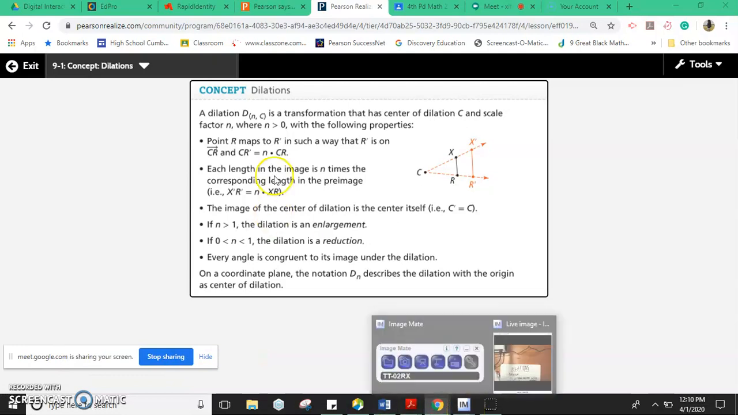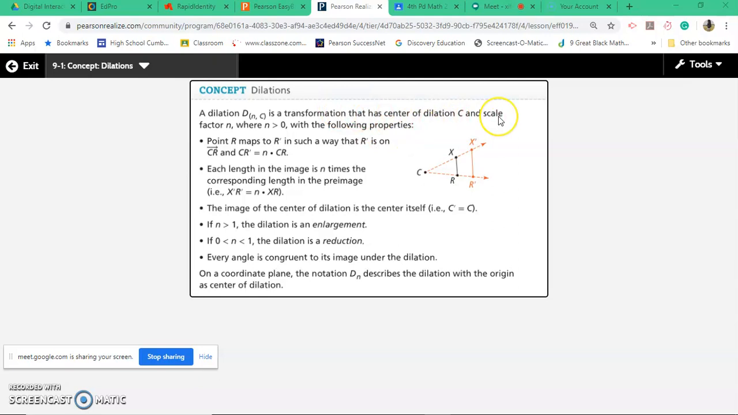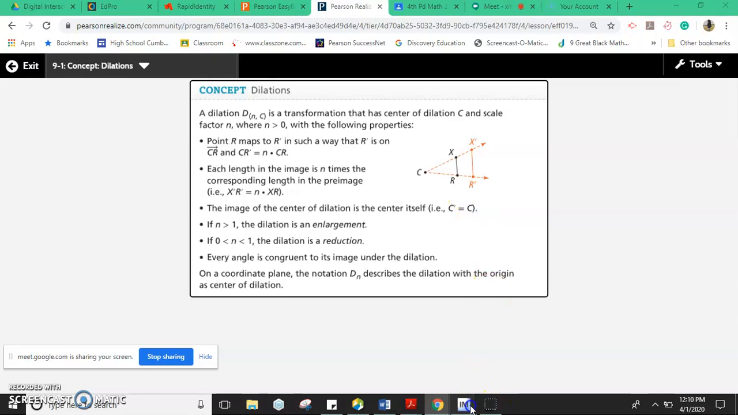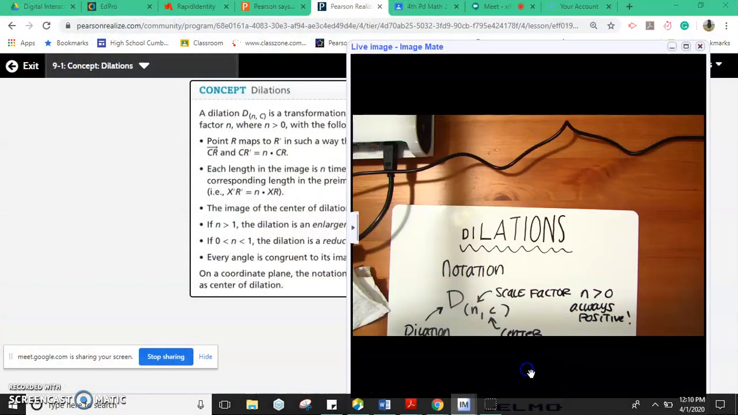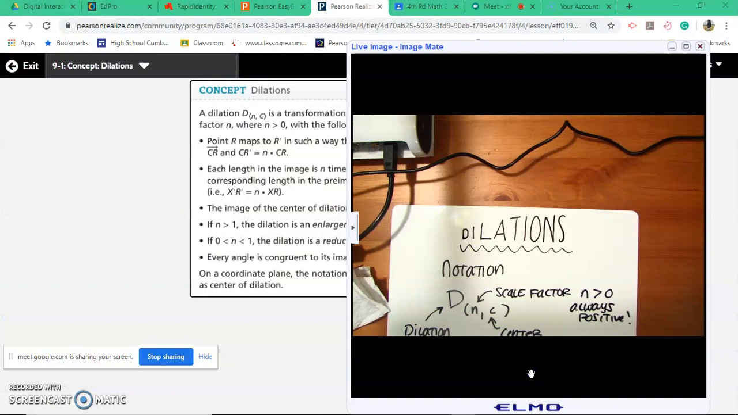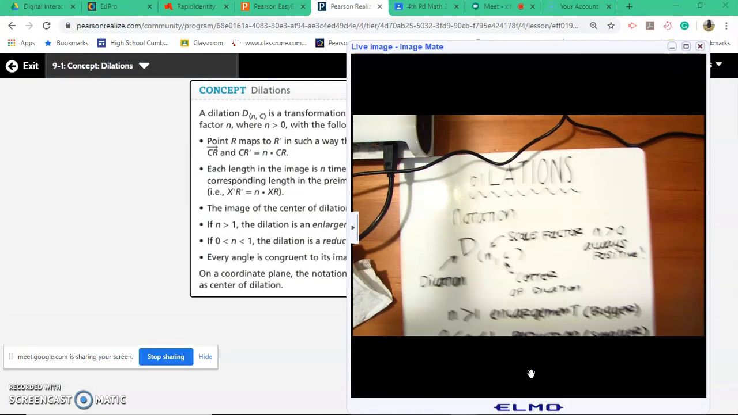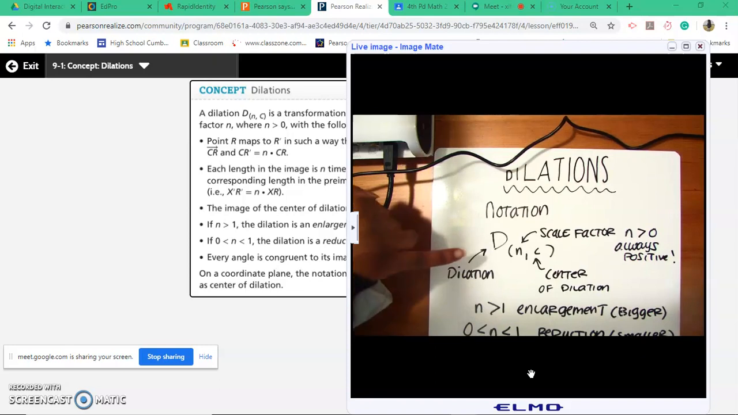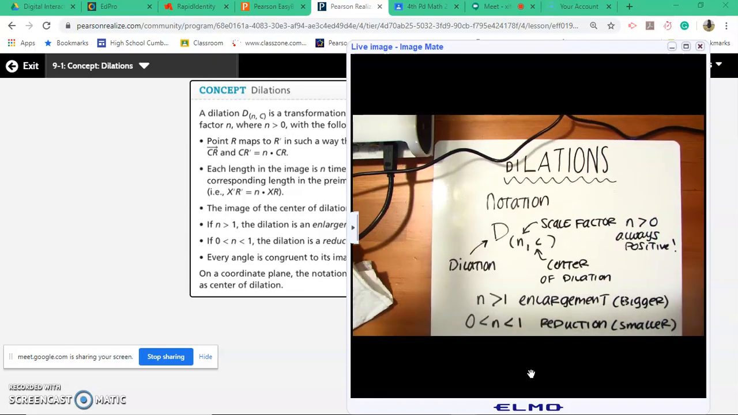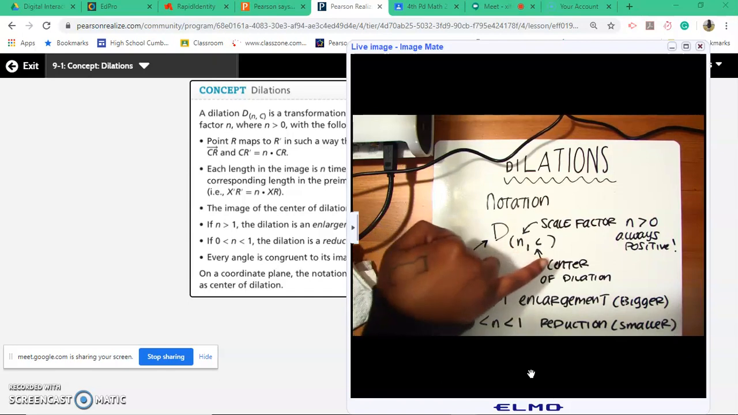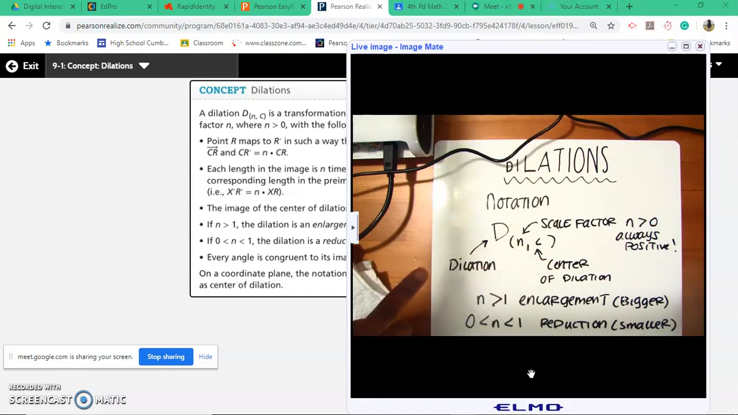All right, so a dilation is a transformation that has center of dilation C and scale factor N, where N is greater than 0, with the following properties. Sorry, y'all. Okay, so the notation is a capital D with a subscript of N and C. N represents the scale factor that tells us how big or how small the shape is going to get. N is always positive, okay? The C stands for center, and that's the center of dilation.